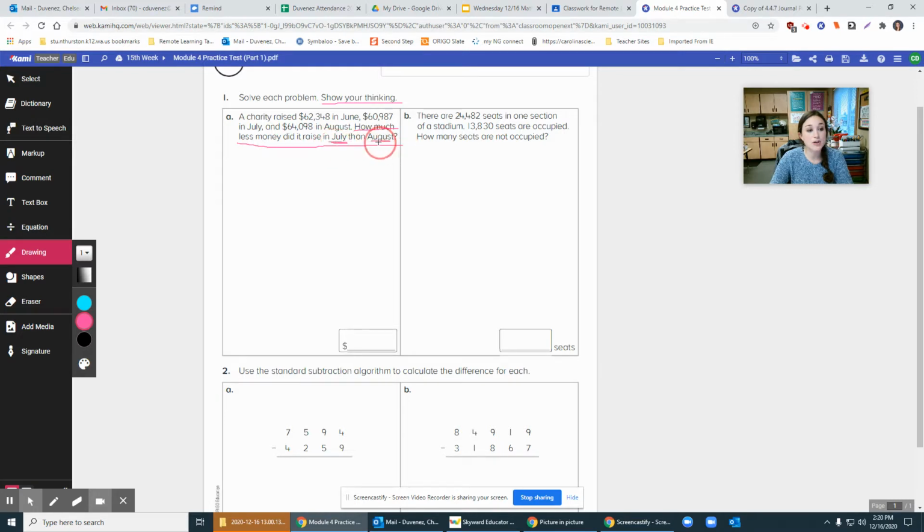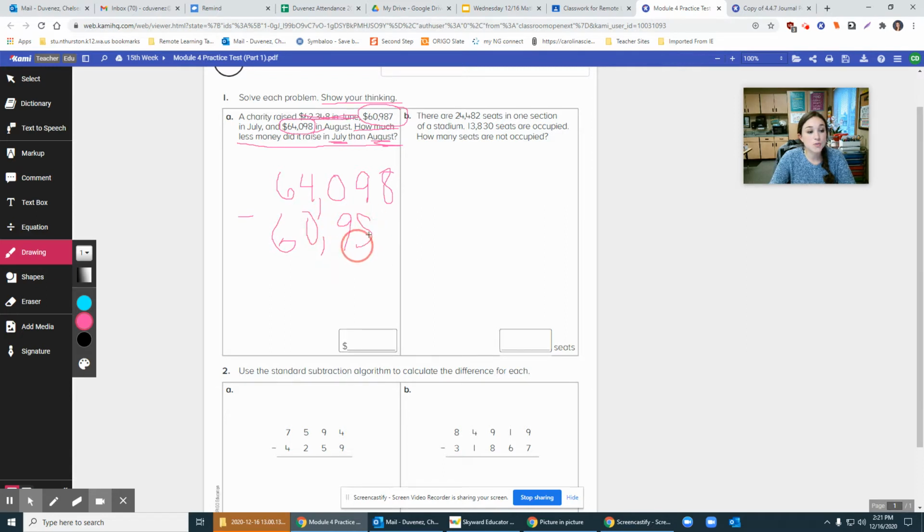Now I'm going to extra underline July and August. So there is a number here you don't need that tends to confuse people. It's not asking about June, so cross that one off. You don't need June. You do need July and August. Now we're not finding the total amount of money they raised. We're finding the difference, how much less they raised in one month than the other. So I know we need to subtract. Always put the larger number on top. In elementary school, we don't deal with negatives yet. We get to do that in middle school.